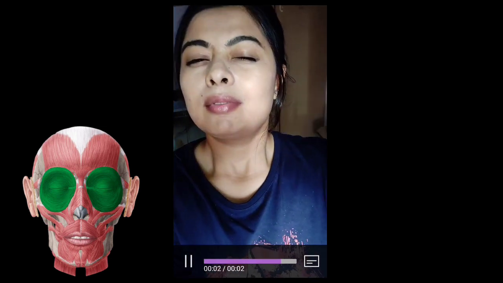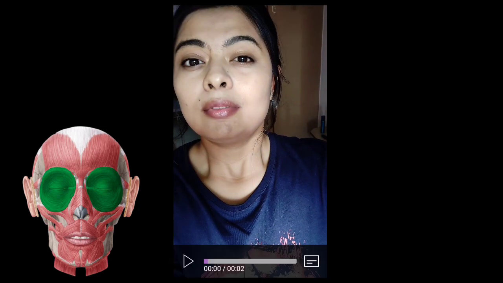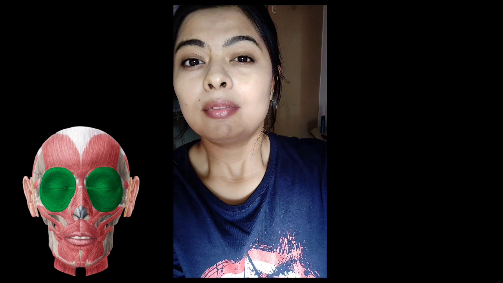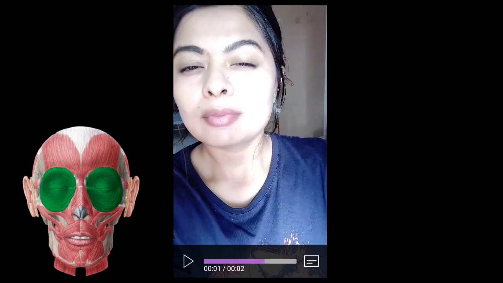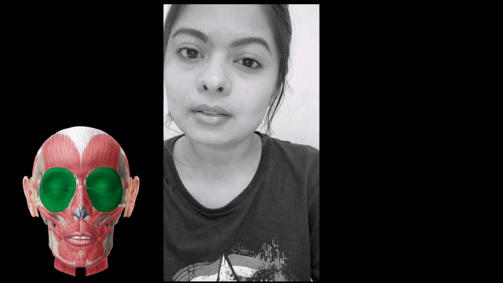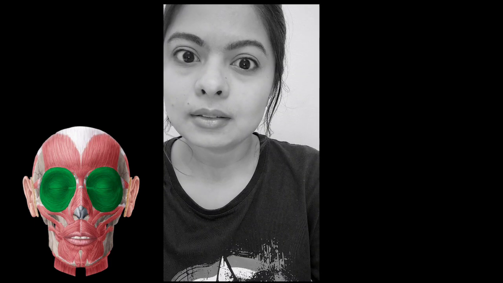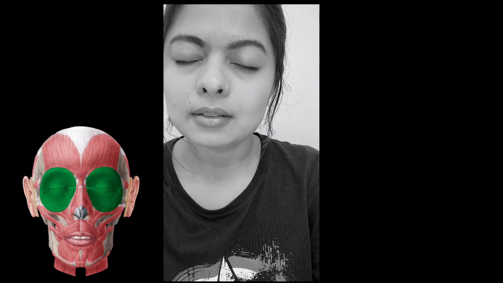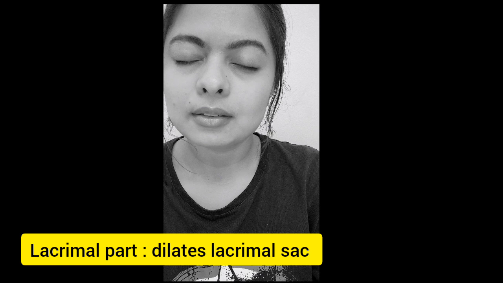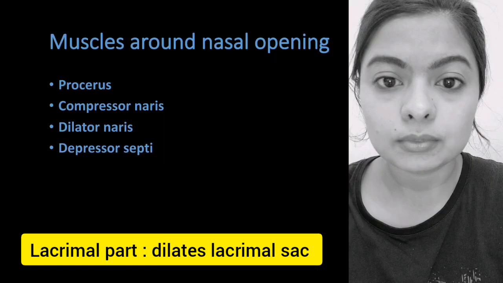The orbital part protects the eye from bright light, wind and rain by forceful closure of the eyelid. The palpebral part closes the lids gently, as in blinking or sleeping. And the remaining lacrimal part dilates the lacrimal sac for sucking of lacrimal fluid into the sac.